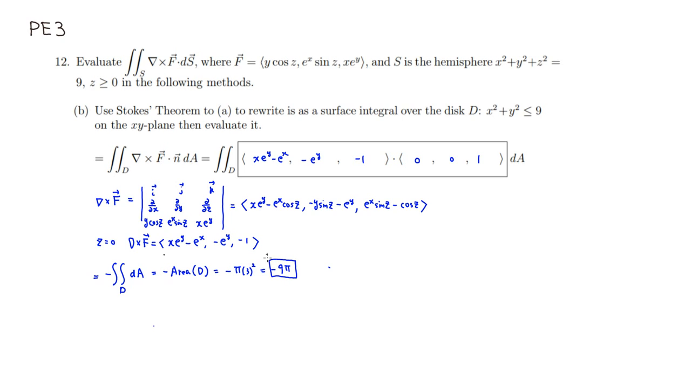So we got that. As you can see, we get exactly the same answer as part A because we are evaluating the same surface integral.